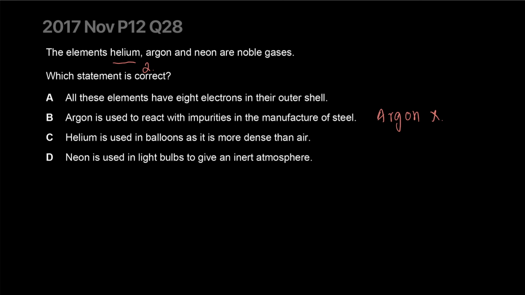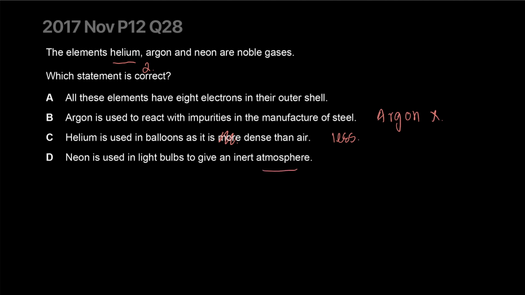It's actually less dense. That's why it's used. Less dense. Okay, enough. Neon is used in light bulbs to give it an inert atmosphere.